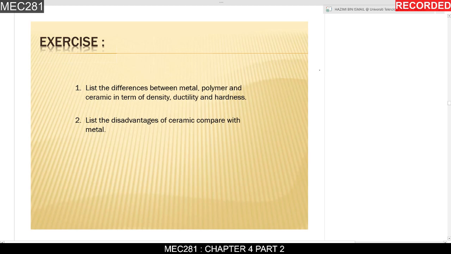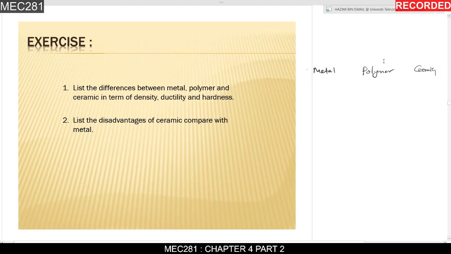So you can create a table, maybe metal, polymer, and ceramics. So metal that you have learned in chapter 3, polymer that you have learned in 4.1 and 4.2, and ceramics that you are learning right now. So you can list down the differences between these materials in terms of density, ductility, and hardness. So at least you know the general differences between them, and then maybe you can memorize those things.